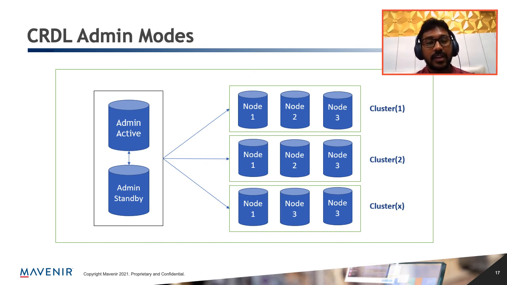And also, as we said, admin has a high availability feature. The admin nodes basically work in an active and standby fashion. If the active admin goes down, the standby admin comes up as active and starts monitoring the cluster. A single admin active-standby pair is not restricted to monitoring a single cluster. A single active and standby admin pair can monitor multiple database clusters as well.